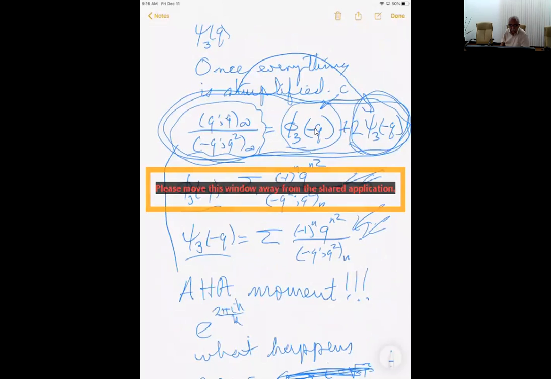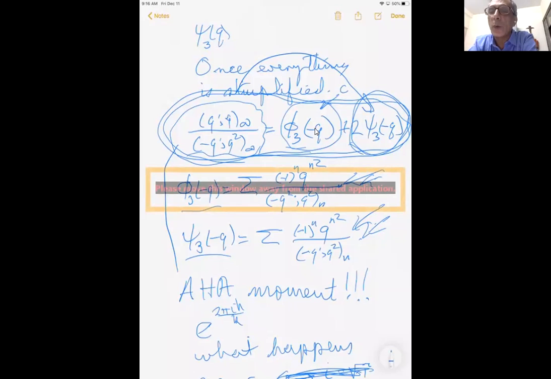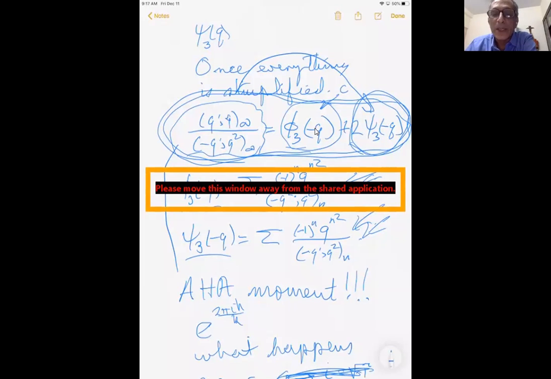Arvind? Can you hear me now? Thank you, Professor Andrews, for a wonderful talk, giving us a sense of how Ramanujan might have discovered the mock theta functions. Questions from the audience? I don't see any raised hands.